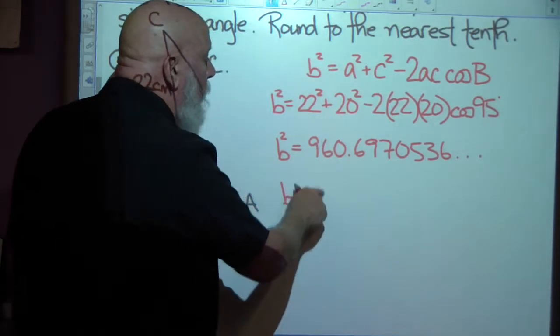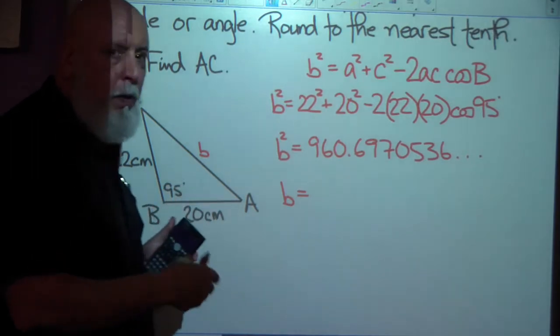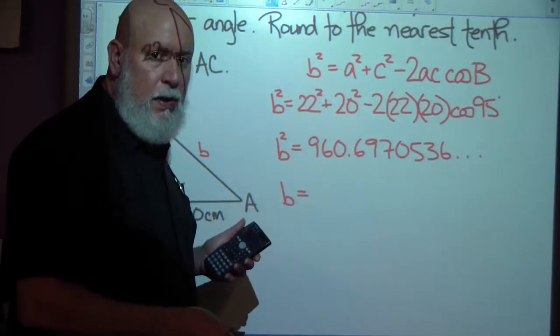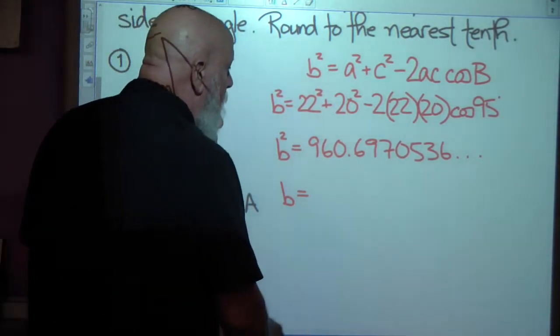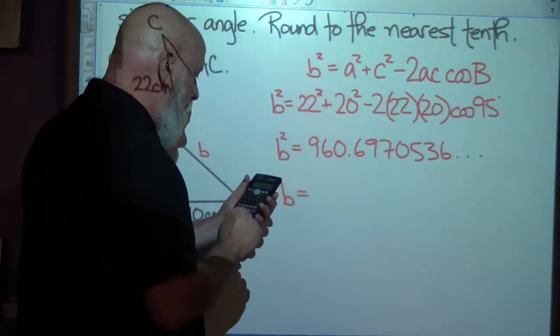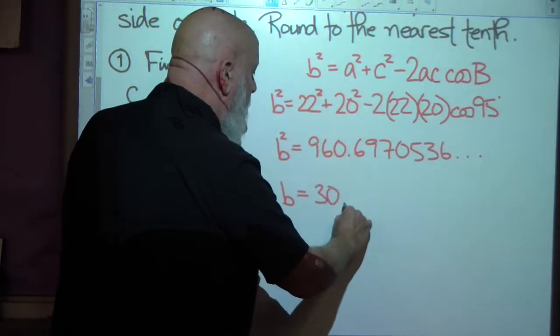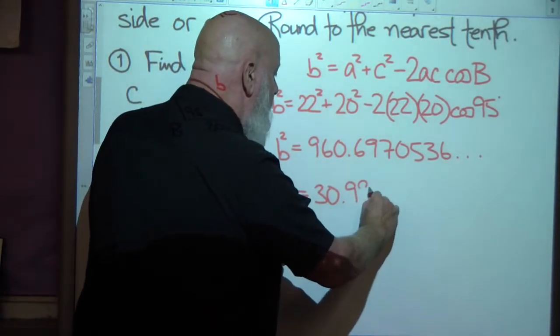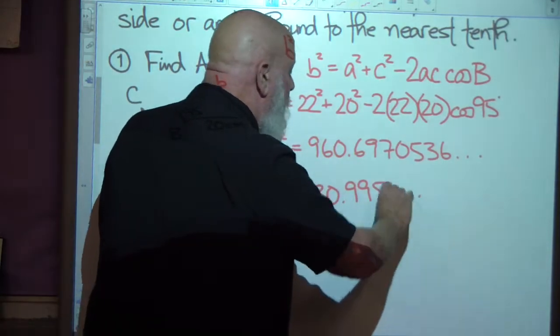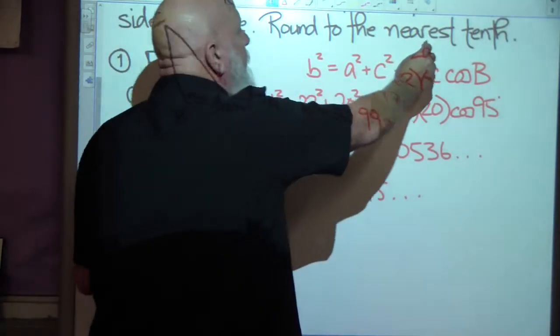And here I would get plus or minus whatever the square root of this is, but since we're talking about a length, we're going to ignore the negative root because there's no such thing as negative length. So I'm going to take the square root of 960 blah blah blah, and I get 30.995 blah blah blah. It goes on forever. The reason I'm showing this is because I want to round it to the nearest tenth.